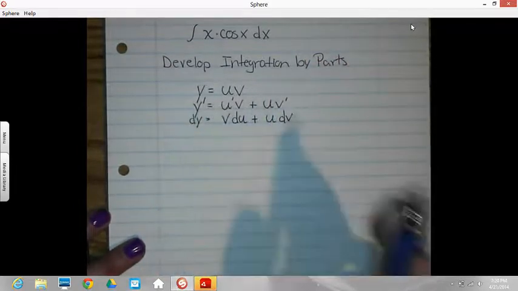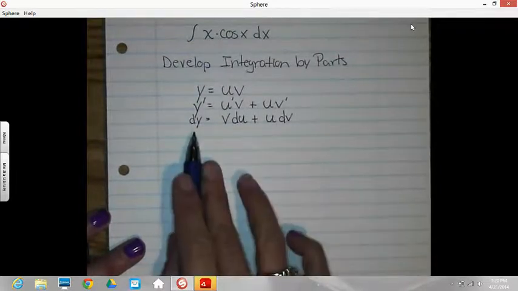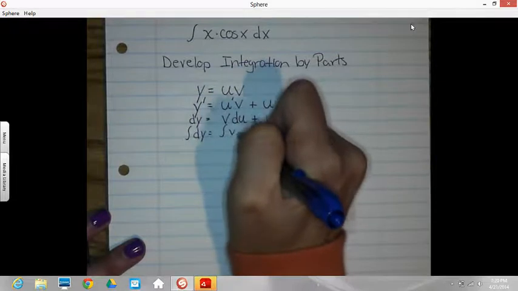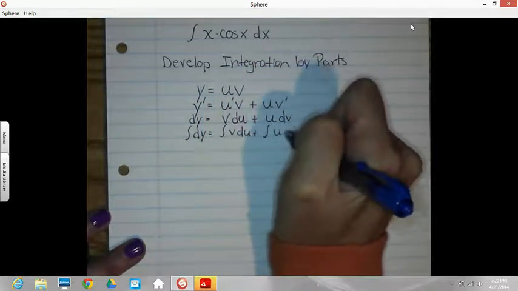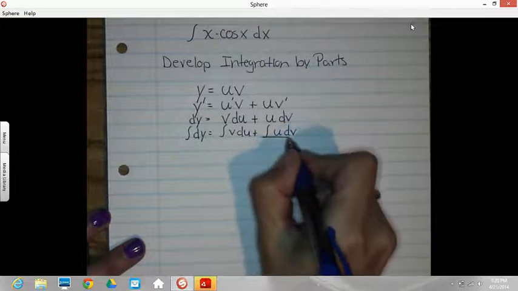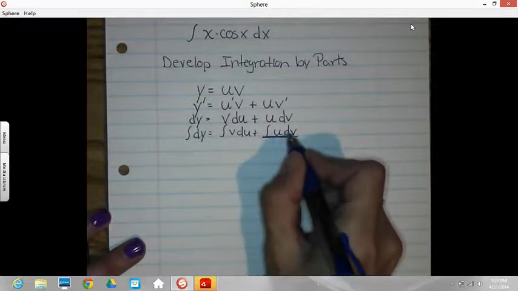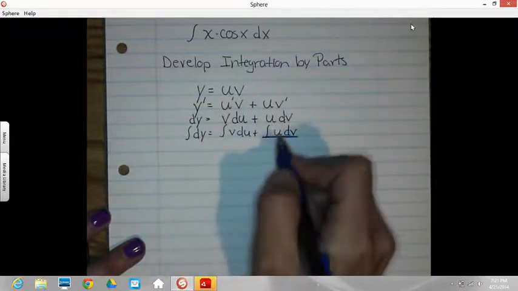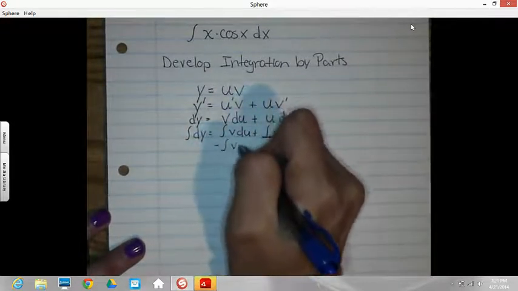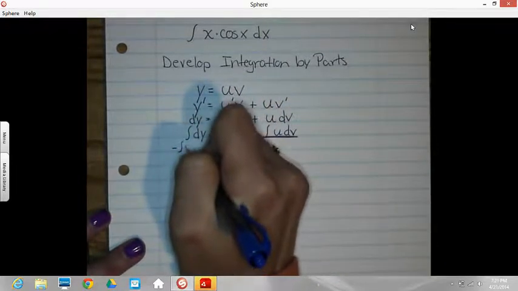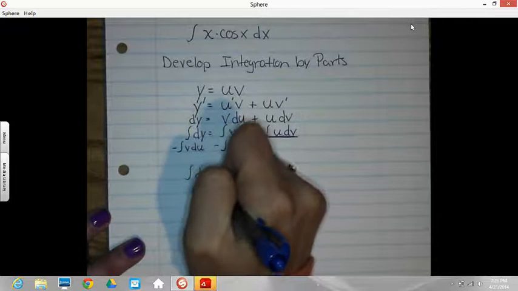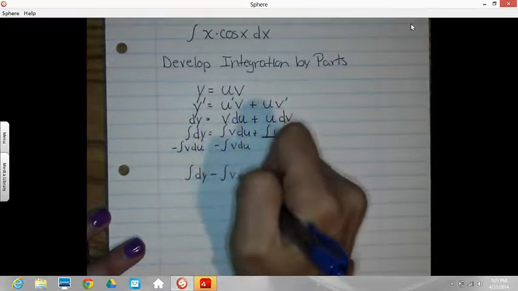All right, what we want to do now is integrate all three parts. So we're going to take the integral of dy equals the integral of v du plus the integral of u dv. Now I would like to solve for this one. I want to get the integral of u dv equal to the other stuff. So I'm going to subtract the integral of v du from both sides. So now I am left with the integral of dy minus the integral of v du equals the integral of u dv.